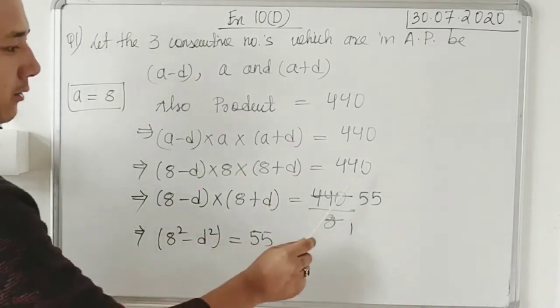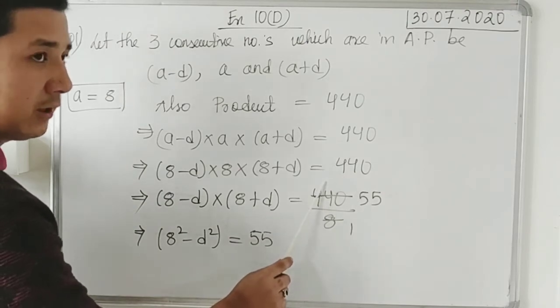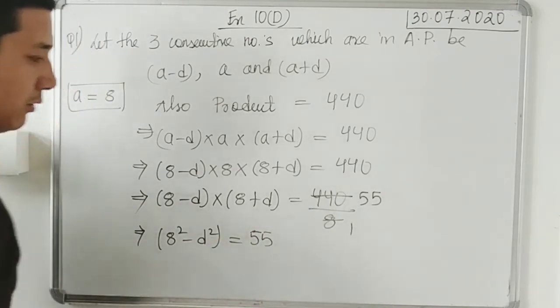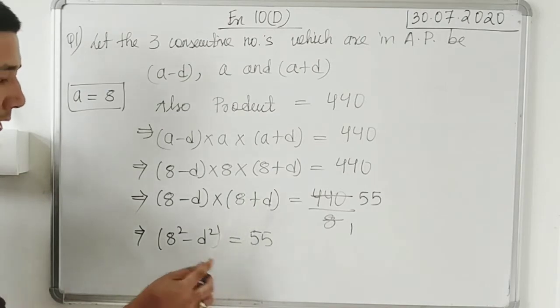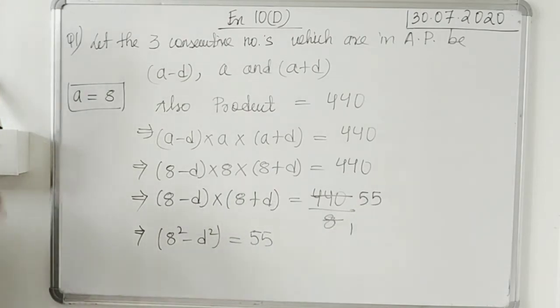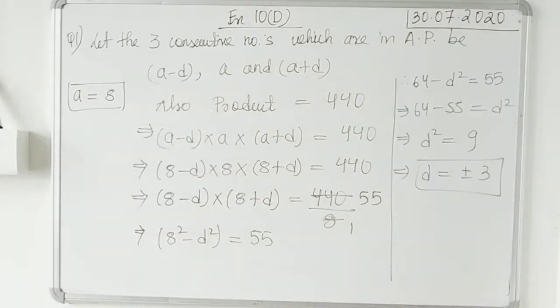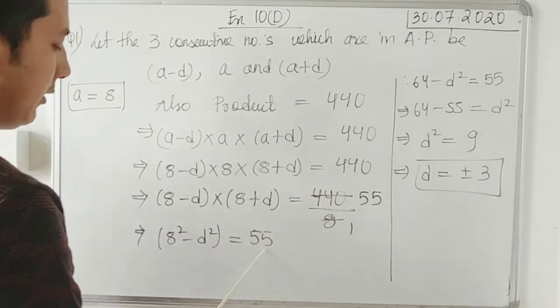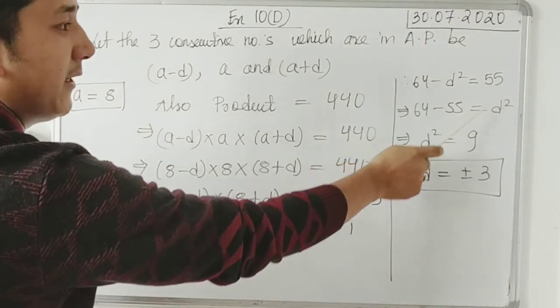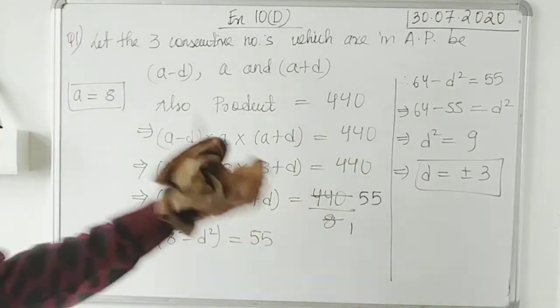This into this is equal to 440 divided by 8. If you cancel with 8, 8 5s are 40. So therefore I get 8 plus D into 8 minus D equals 55, isn't it? Which is the formula of A square minus B square. So 8 square minus D square, 64 minus D square equals 55. So we'll simplify again. The simplification is very simple. D square equals 9, and the value for D is plus minus 3. Pause the video and note it down.